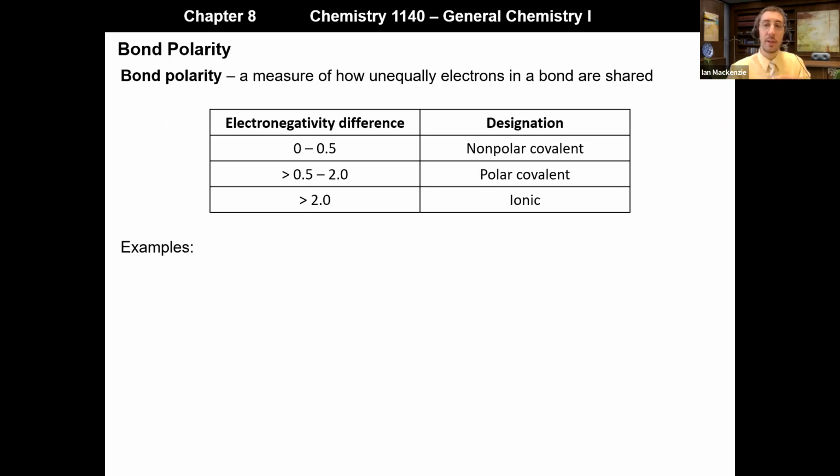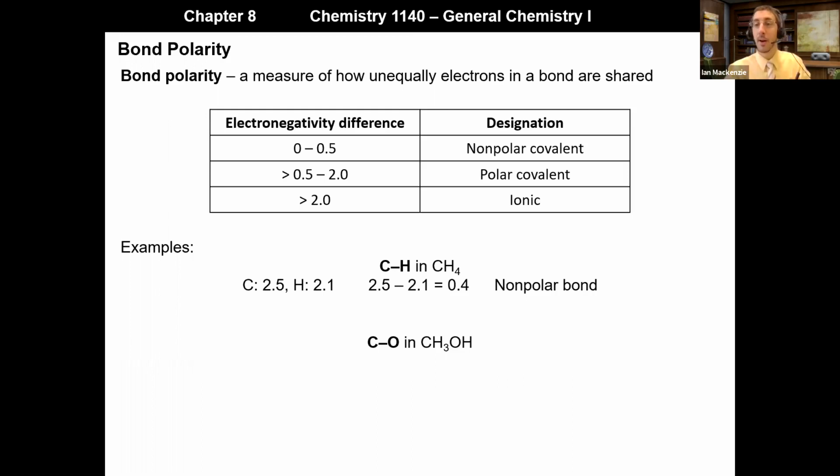A few examples here just to go through. So the carbon and hydrogen bond in CH4. If I look at those electronegativity values and simply take the difference, carbon is 2.5, hydrogen is 2.1. So that difference is 0.4. That's a fairly equal sharing. That's a non-polar bond. And it would certainly be a covalent bond. Non-metals are involved here.